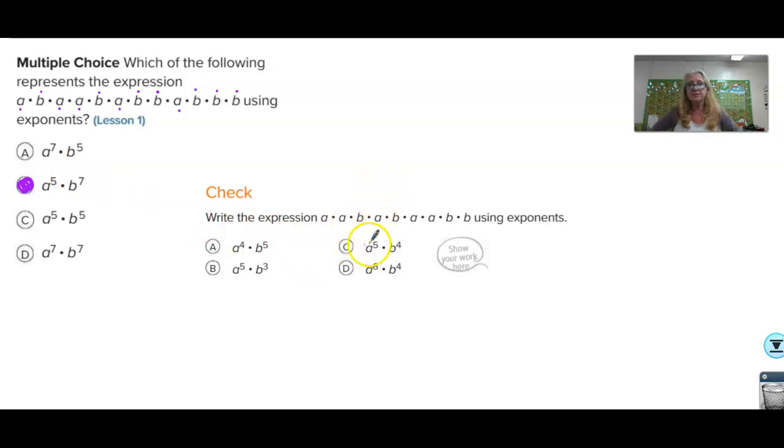Here's another example. Count up the A's. 1, 2, 3, 4, 5 A's. So it's going to be B or C. How many B's are there? 1, 2, 3, 4 B's. There's a fourth one. So we're looking for A to the 5th, B to the 4th, which means the correct answer here is C.